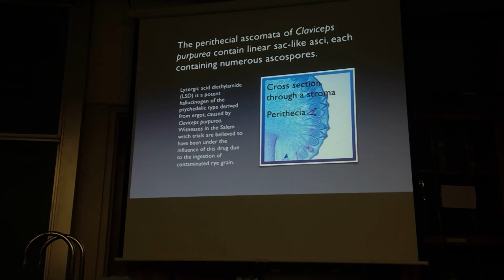Some of the material that is produced by Claviceps can be used to make LSD. And there's been quite a lot of written information suggesting that people that participated in the Salem witch trials, that is, the people that were accused of being witches, were being accused by people that had been eating contaminated rye grain, and if the grain was contaminated with Claviceps purpurea, these guys caused hallucination.